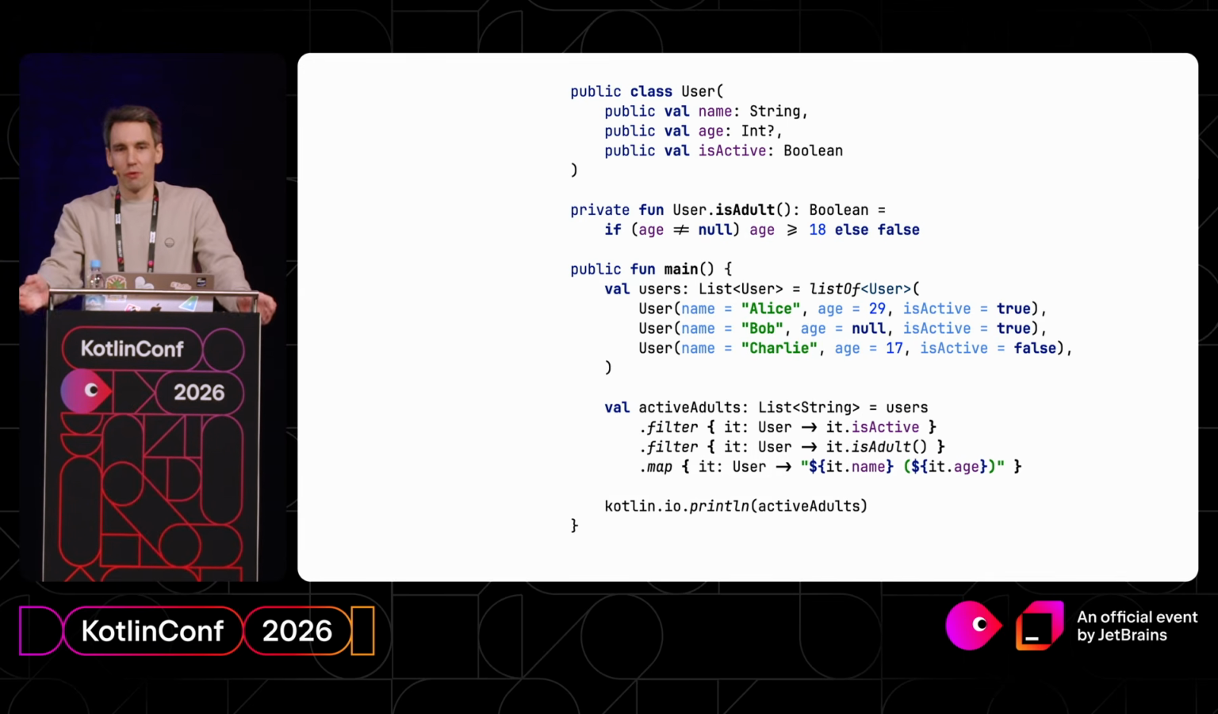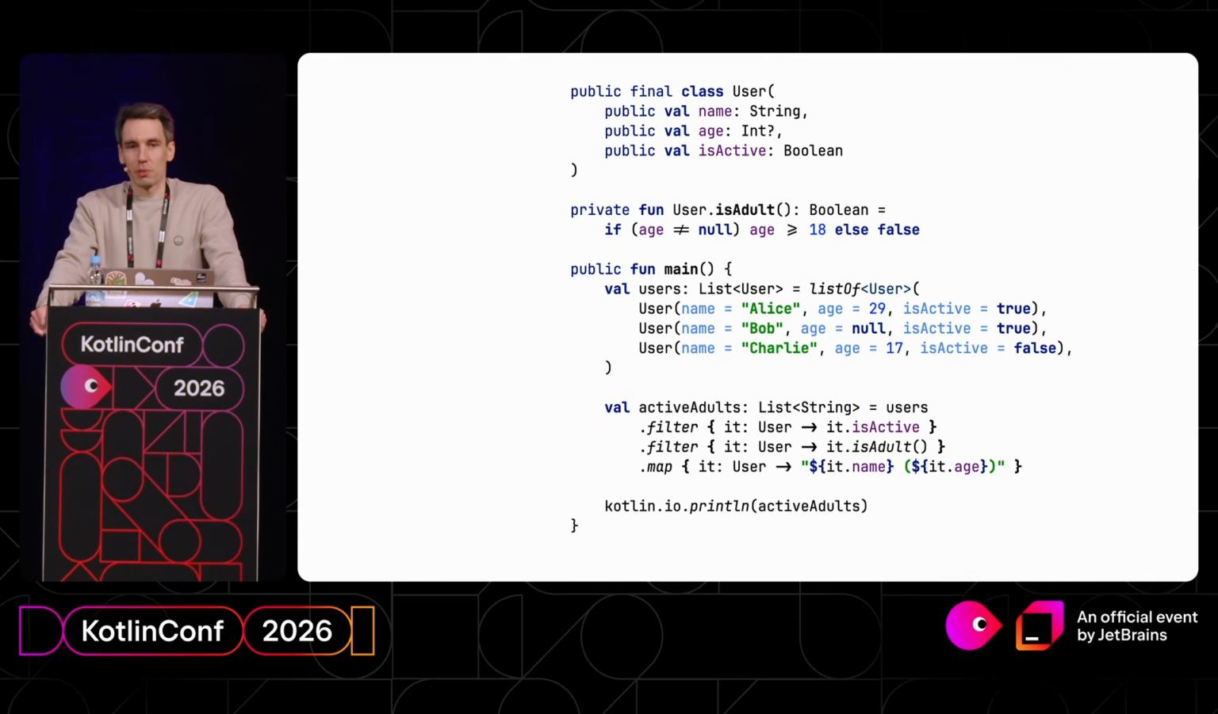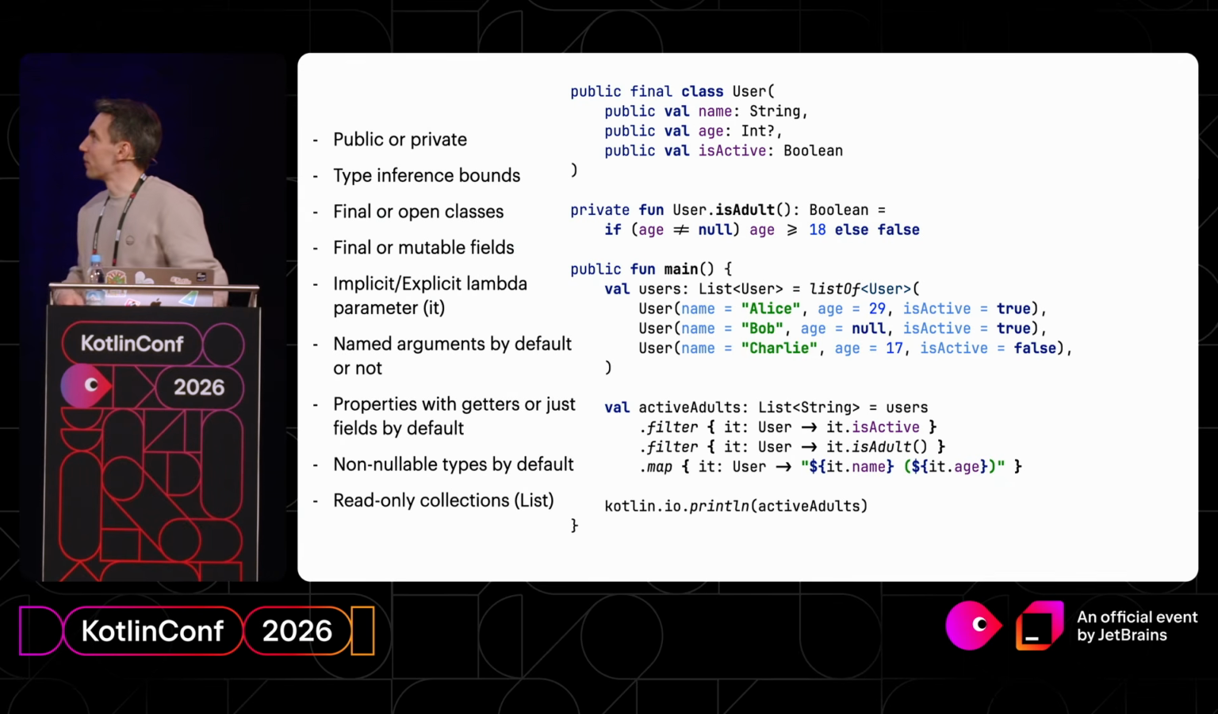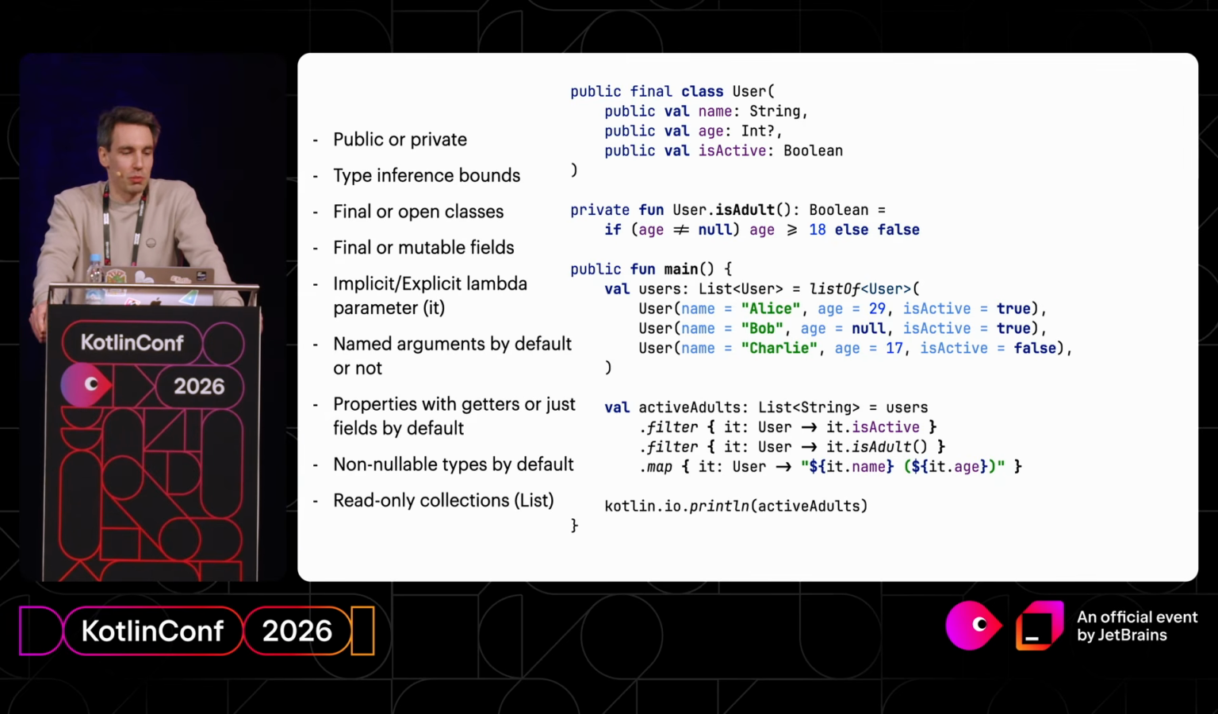We can specify the full form for lambda syntax to avoid this implicit it. And of course, last but not least, we can also specify modality of classes. Even in these small examples, we can see a bunch of trade-offs that we have to take. Should every declaration be public or private or internal by default?